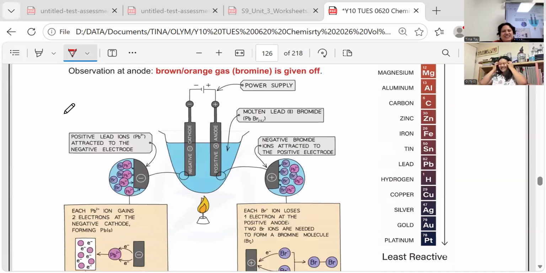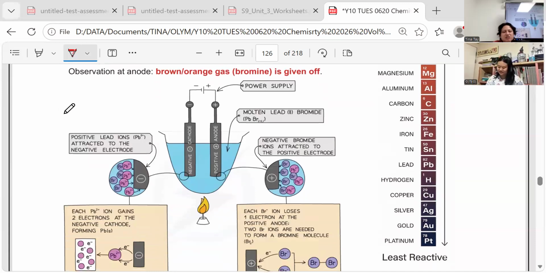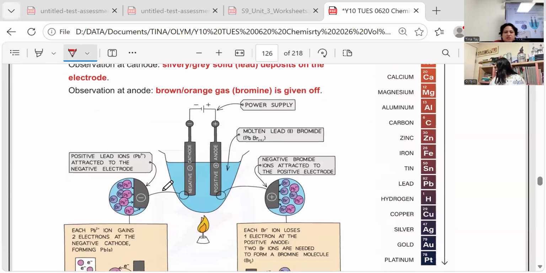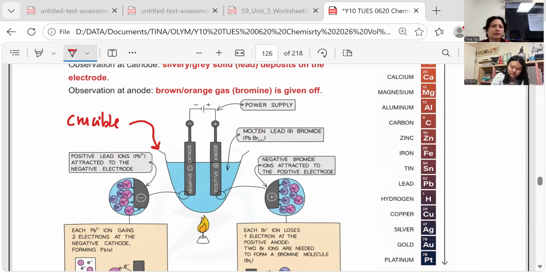Okay, electrolysis of lead bromide. If you notice, this thing doesn't look like a beaker. This thing is actually curved. It's curved because it is a crucible. It's not a beaker, it's a crucible. Have you seen a crucible before? Wait, let me show you.